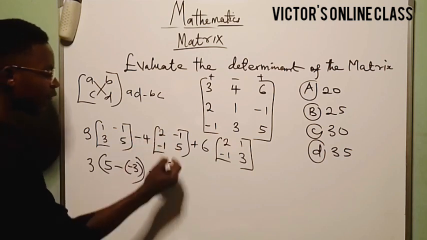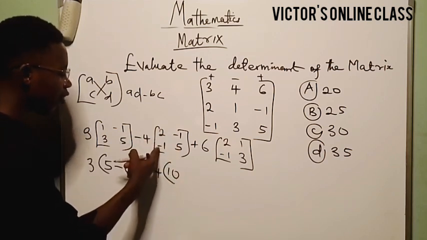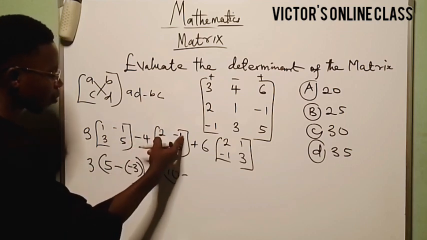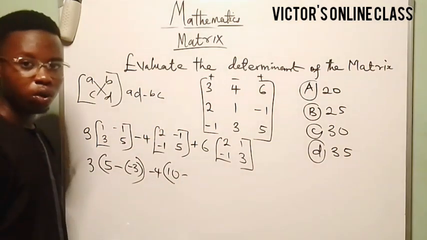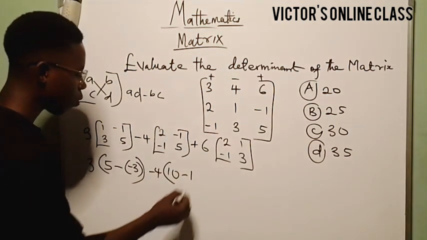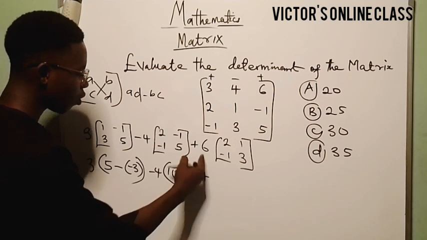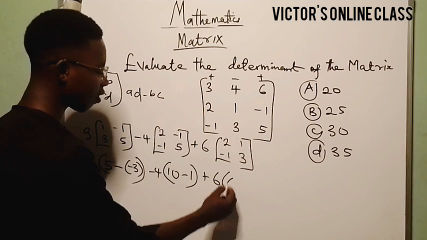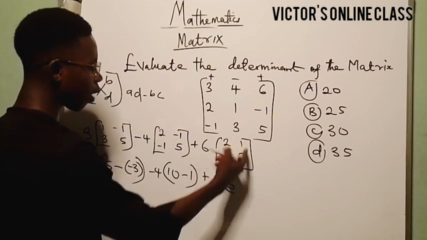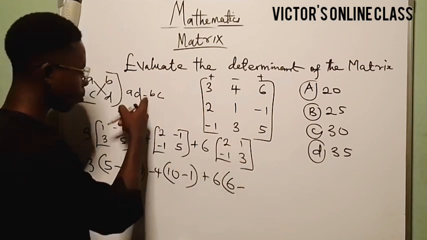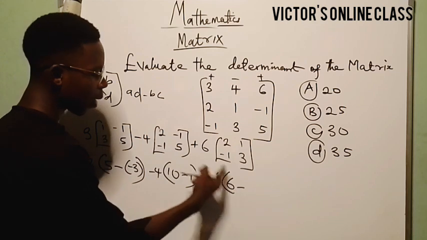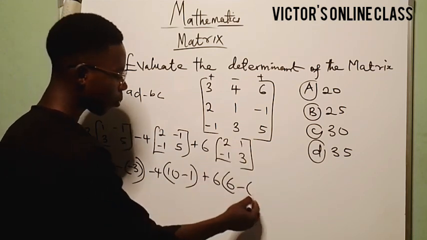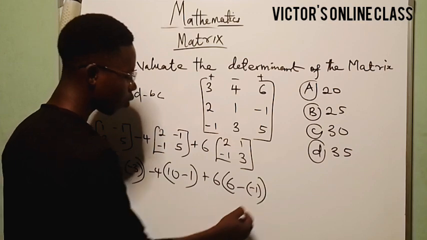Now 2 times 5 is 10. Now you have minus 1. You put your minus. Minus 1 times minus 1. Minus times minus is always plus. So you have 1. Then you are left here with 6. Open bracket. 2 times 3 is 6. Minus 1 times 1. Don't forget to put your major negative sign. And then minus 1 times minus 1 times 1 will give me minus 1. And then you close the bracket.